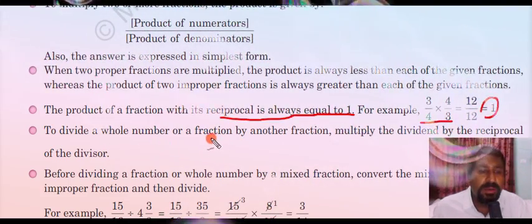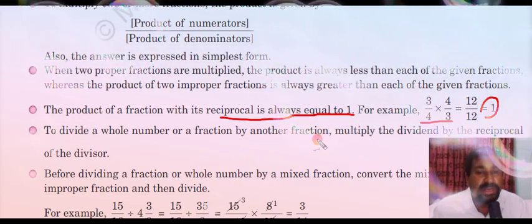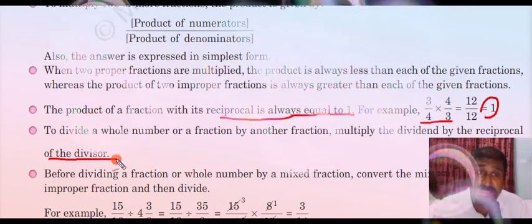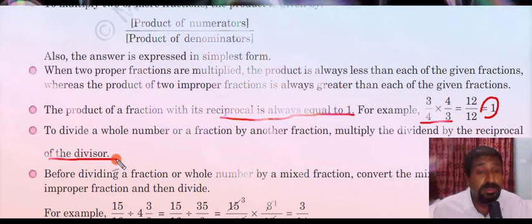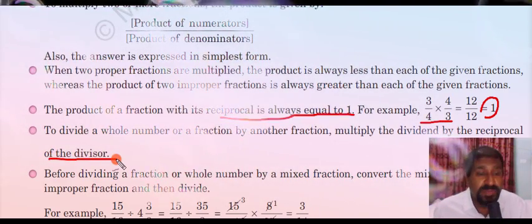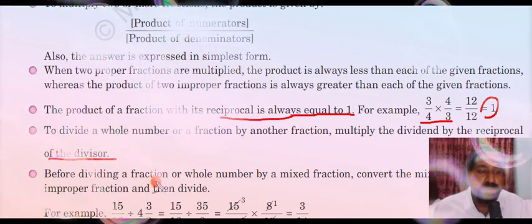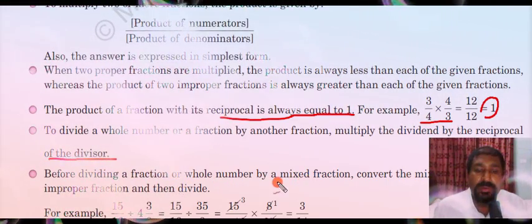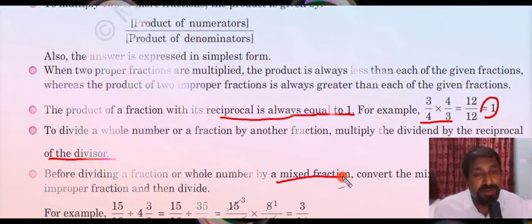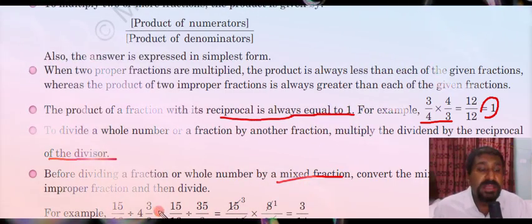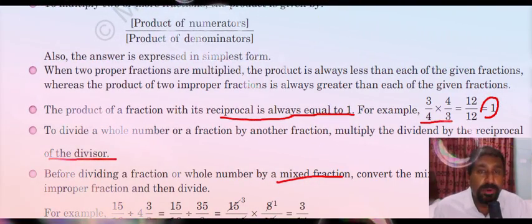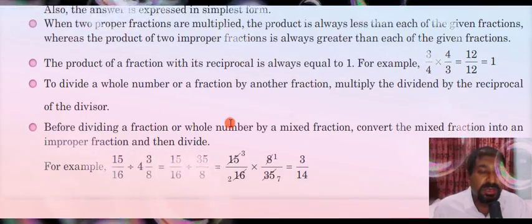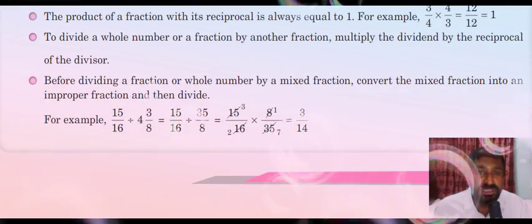Dividing a whole number or a fraction by another fraction, multiply the dividend by the reciprocal of the divisor. As I said to you, after the division sign, whatever number comes, you have to take the reciprocal of that particular fraction. Before dividing a fraction or a whole number by a mixed fraction, convert the mixed fraction into an improper fraction, and then take the reciprocal of the fraction which comes after the division sign.